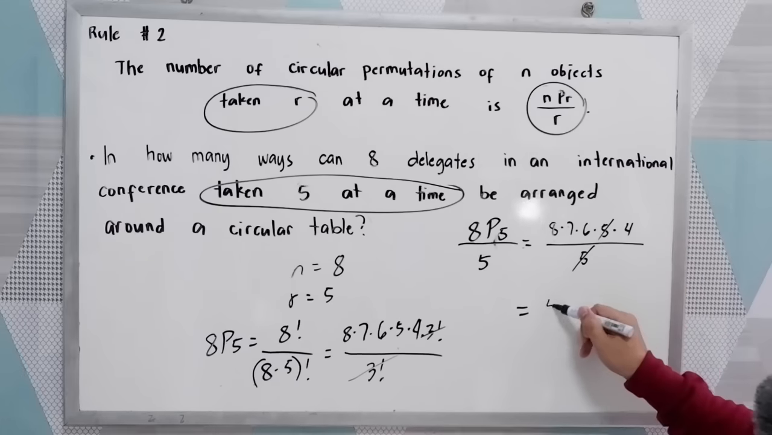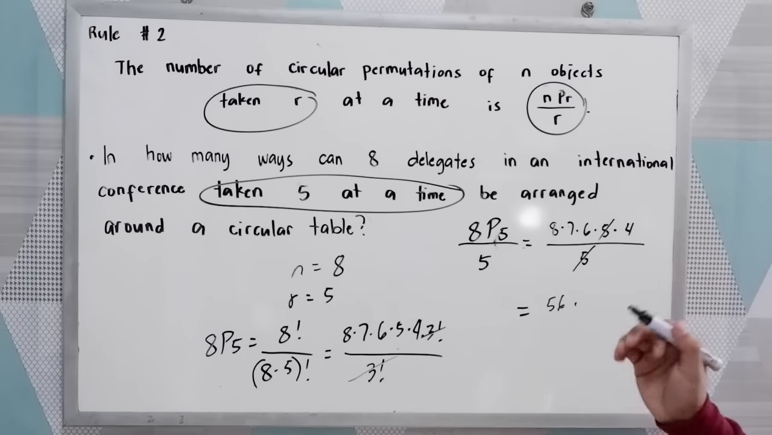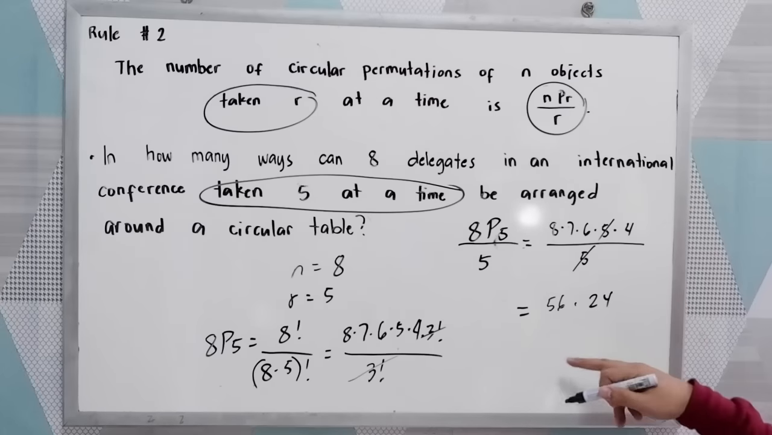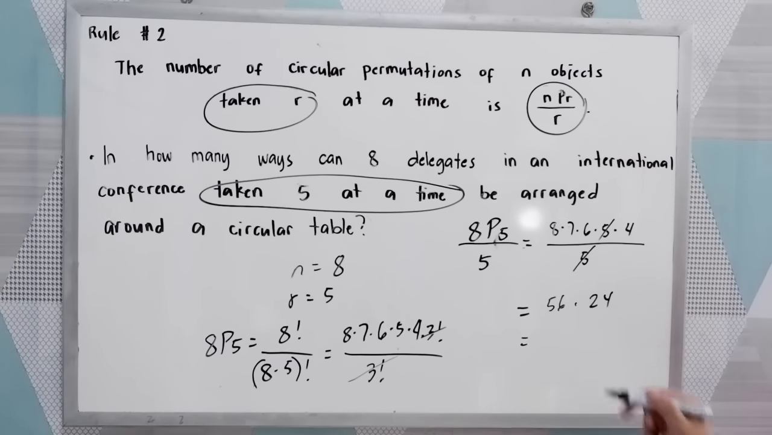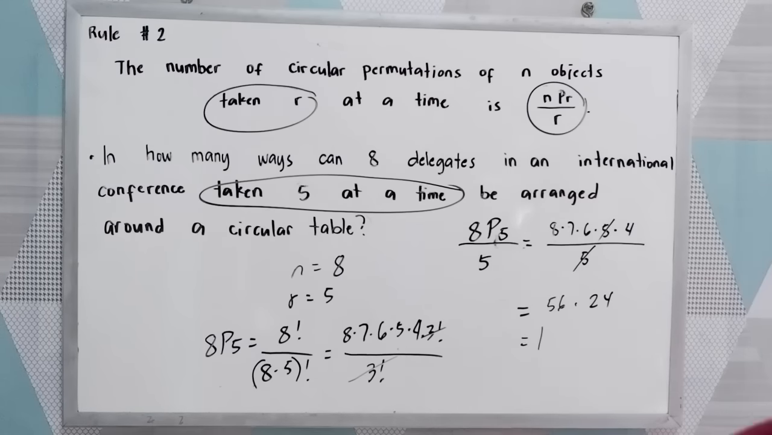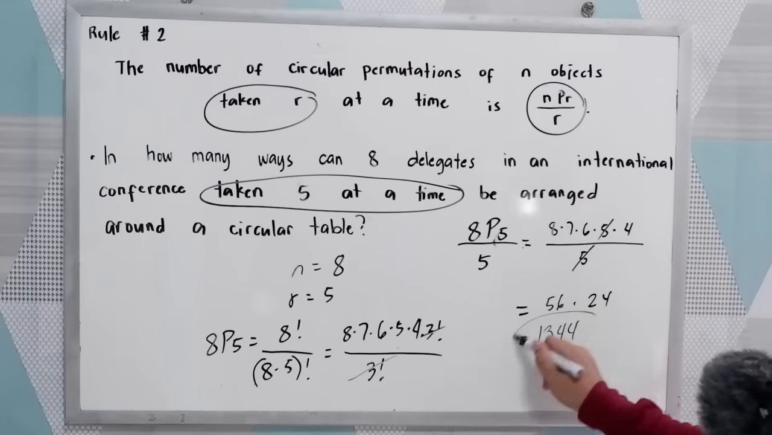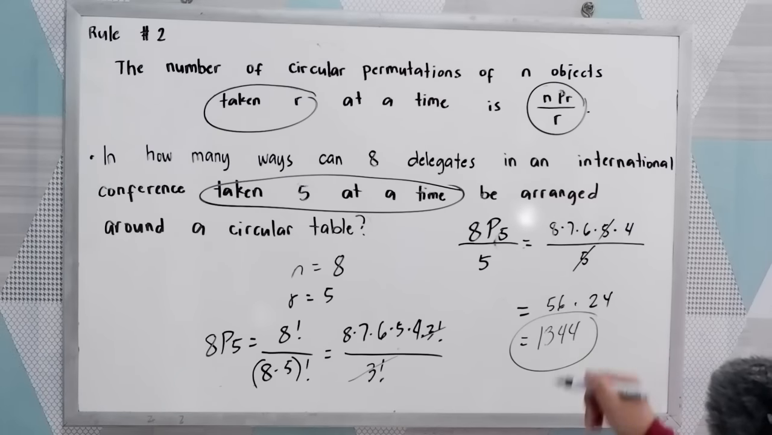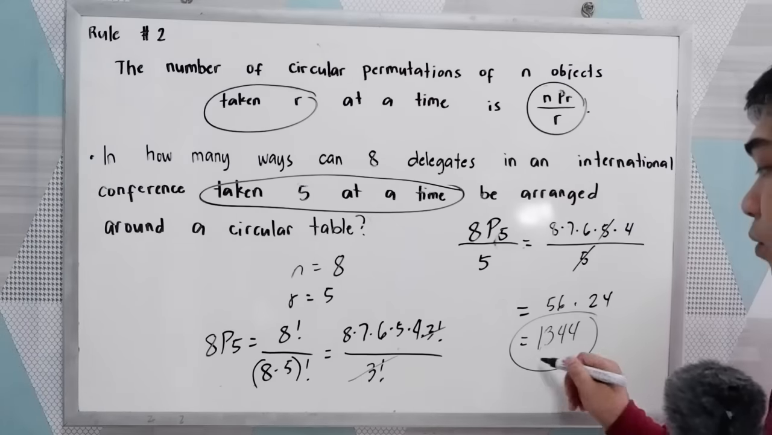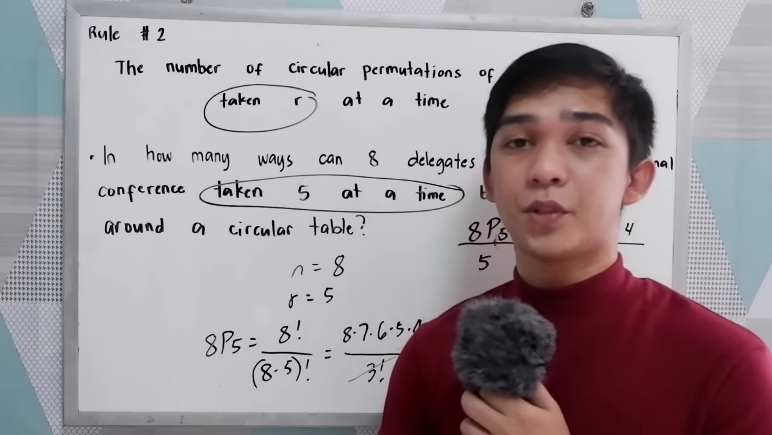8 times 7, that is 56, times 6 times 4, 6, 12, 18, 24. Finally, 56 times 24 is 1,344. So you can check, 56 times 24 is 1,344. So that is the circular permutation.